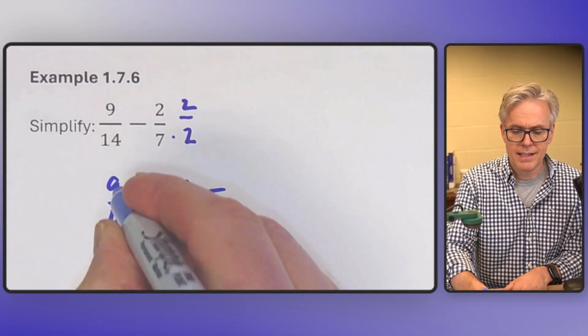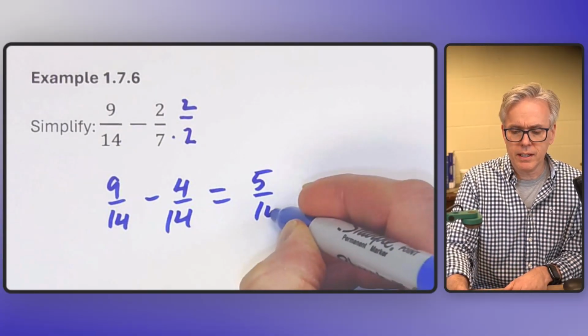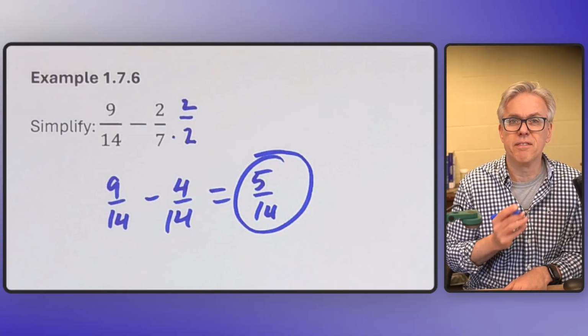And now we just do the subtraction. 9 minus 4 is 5, and bring over 14. We get 5/14.